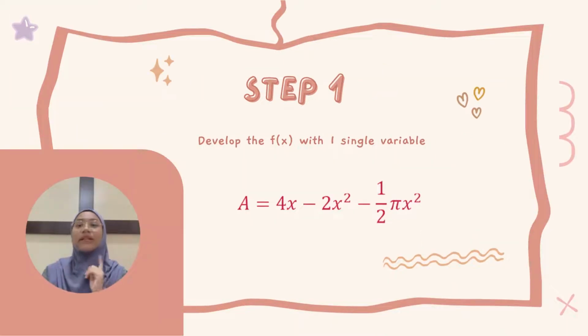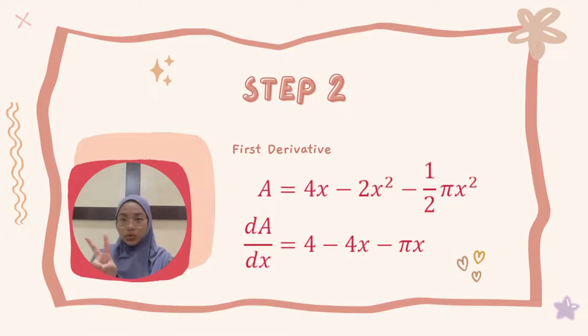Step 1. We need to develop f(x) with one single variable, which is the area given in the question above, which is A equals 4x minus 2x square minus 1 over 2 pi x square. Step 2. We need to find the first derivative from the area given above. We differentiate this equation: 4x becomes 4, negative 2x square becomes negative 4x, and negative 1 over 2 pi x square becomes negative pi x.